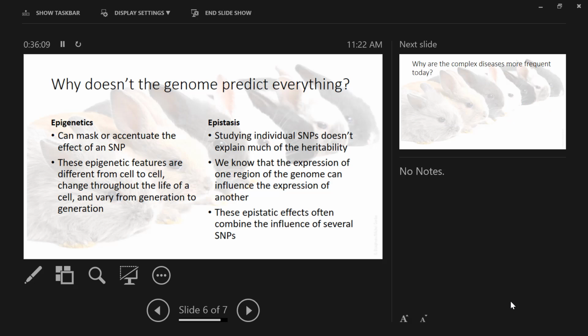And so these epistatic effects, what they'll often do is combine the effects of different variants.